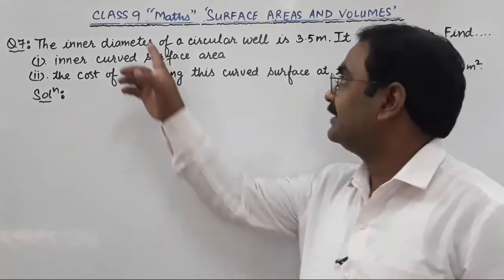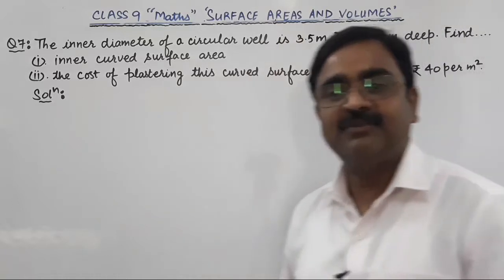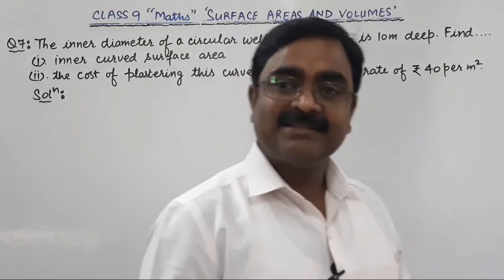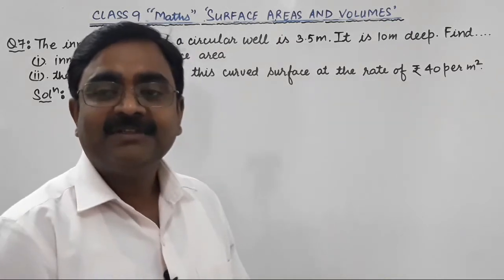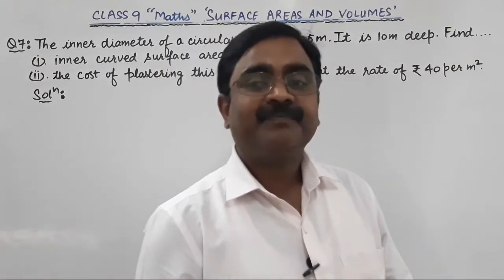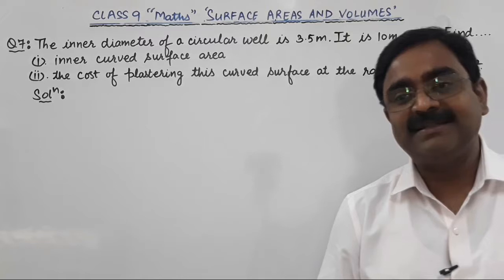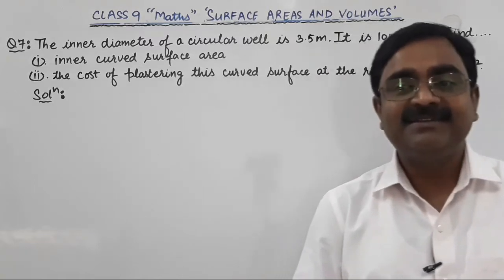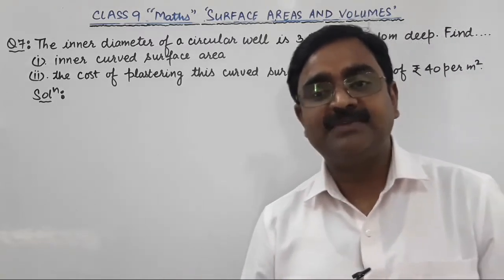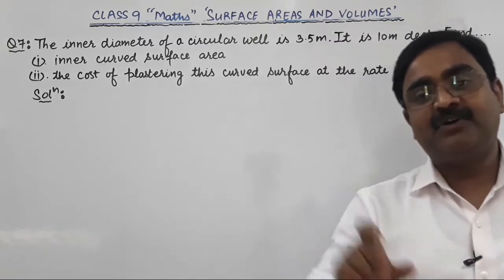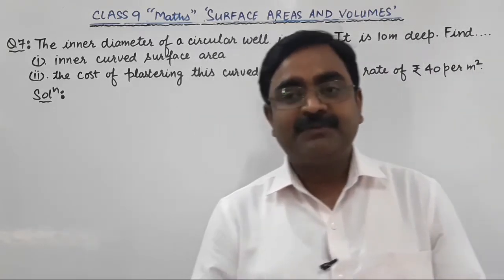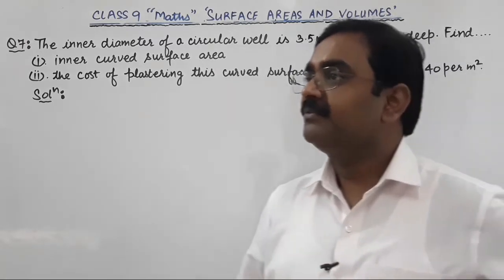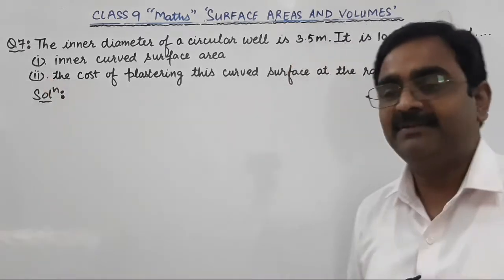Today we are going to discuss Exercise 13.2 of Class 9th Mathematics, Surface Areas and Volumes, and this exercise depends totally on the surface area of the cylinder. As we have discussed all the parts of the surface area of the cylinder, its formula is: total surface area, area of base, area of top, and curved surface area of the cylinder. So dear friends, in this we are going to start question number 7.